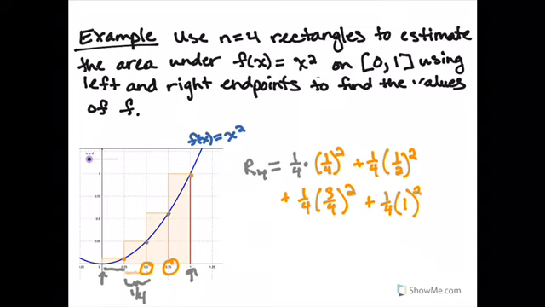If I plug all of that into my calculator, so I don't have to do it by hand and find common denominators, I will get 15/32, which is approximately 0.46875.